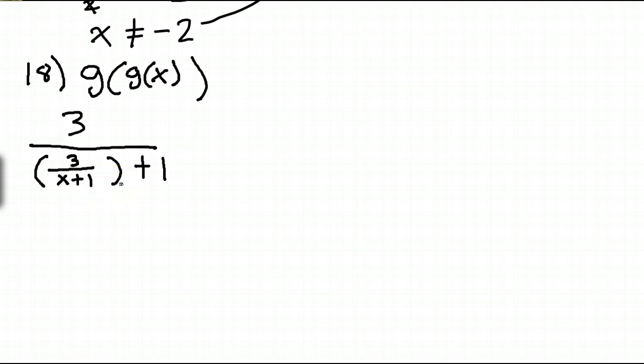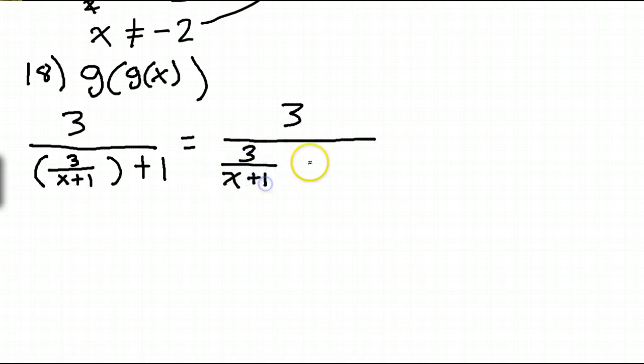Okay, this could be a little tricky, so pay attention. Now, first of all, those parentheses are not really doing anything, so I think I will dispense with them. So this is 3 over, and I've got 3 over x plus 1 plus 1. Now, watch this, because here's a trick that I can do anytime I have 1. 1 can be anything I want: 2 over 2, 3 over 3, 5 over 5, as long as it's the same thing twice.